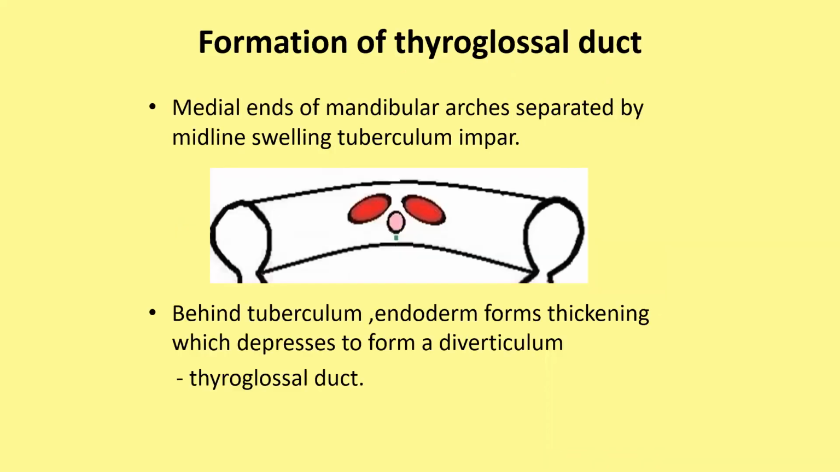So how is the thyroglossal duct formed? This is very important to understand. The medial ends of the first arches are separated by a midline swelling called the tuberculum impar. You see this pink swelling, that is the tuberculum impar, which is separating the medial ends of the mandibular arches. Posterior to this swelling, behind the tuberculum, the endoderm gets thickened, and this thickening is depressed to form a diverticulum, which is called the thyroglossal duct.